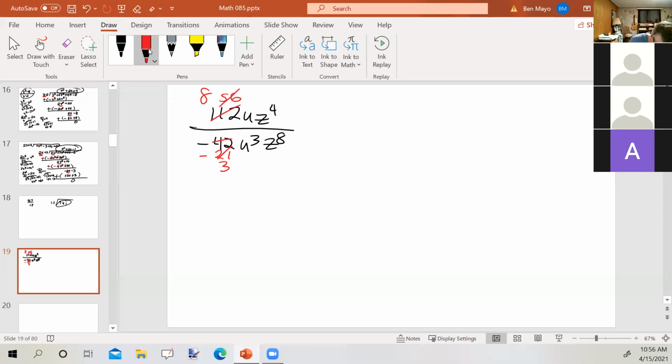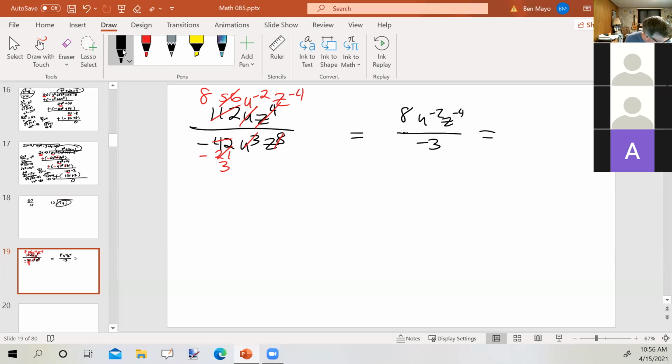Going on, u over u cubed would be u to the negative 2 power up on top. Z to the 4th over z to the 8th would be z to the negative 4 power up on top. So now I've got 8 u to the negative 2, z to the negative 4 over negative 3. Okay, that's just getting rid of all the stuff I crossed out.